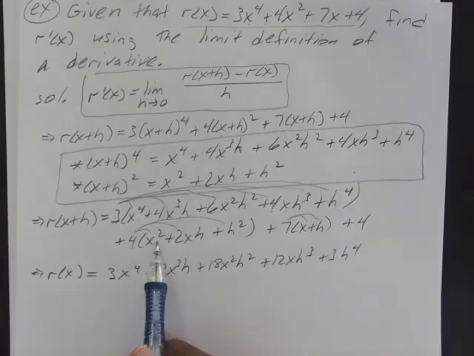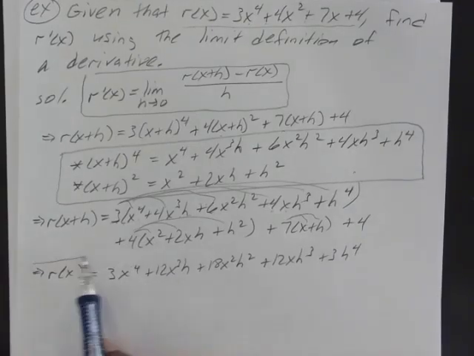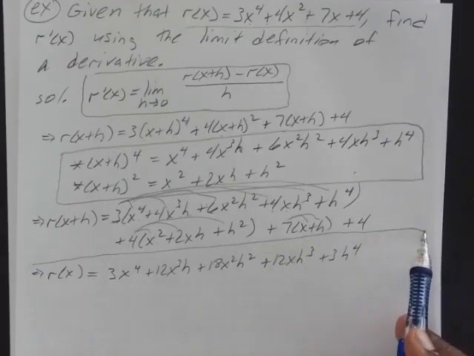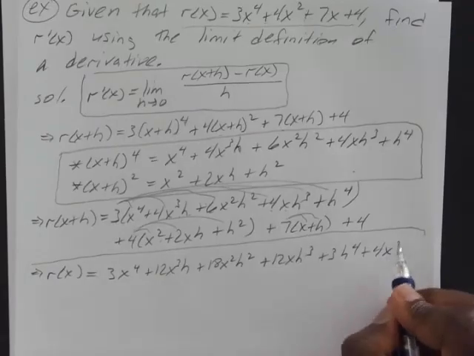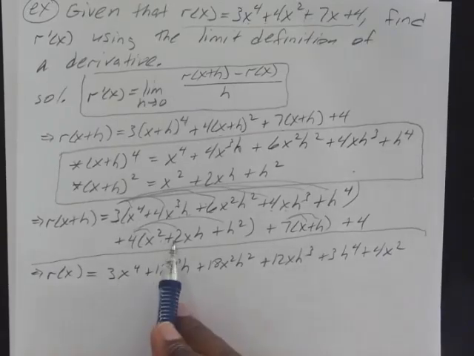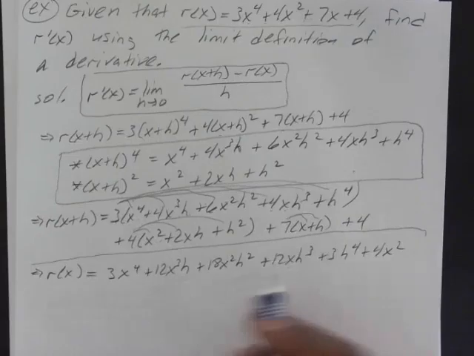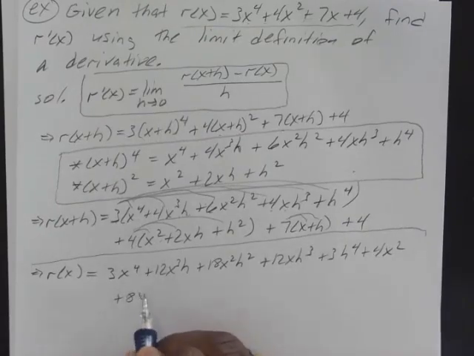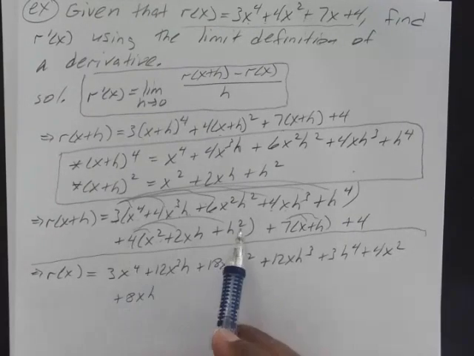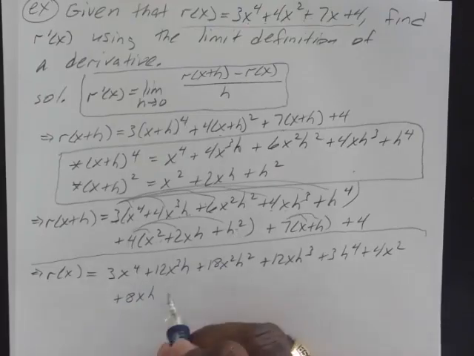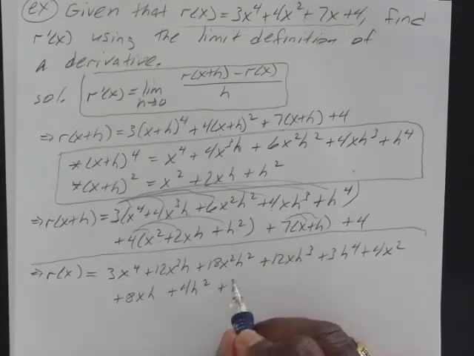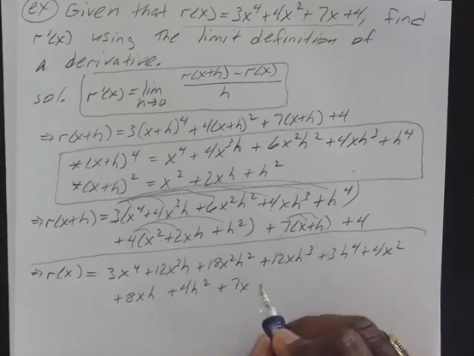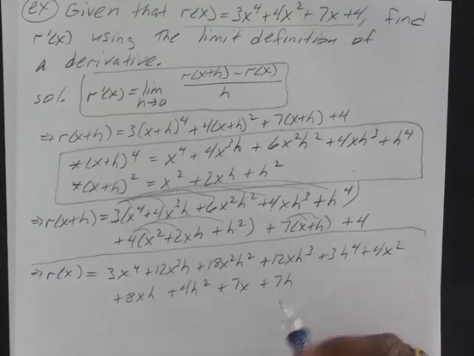Plus 4x squared. And I'm going to go ahead and draw a little box around this. Plus 4x squared plus 8xh plus 4h squared plus 7x after we distribute the 7, plus 7h, plus 4.